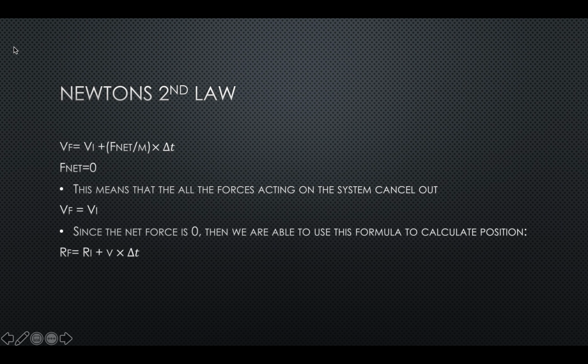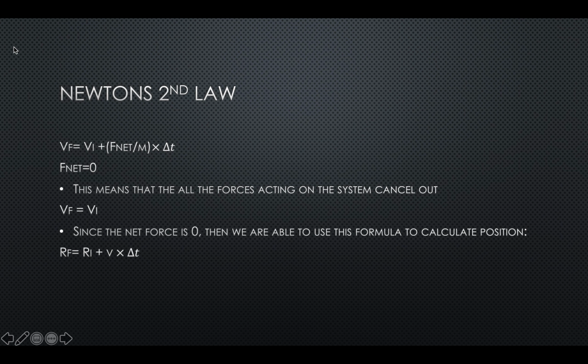With Newton's second law, it can be defined as velocity final is equal to velocity initial plus net force over mass times the change in time. Since velocity is constant, we get velocity final is equal to velocity initial, meaning that F net is equal to 0.